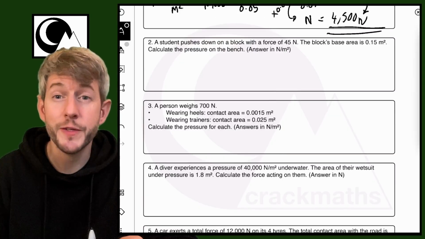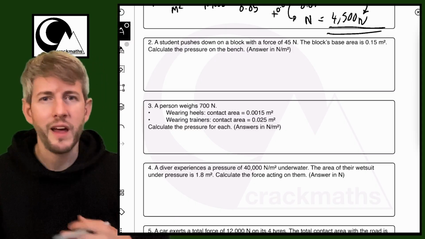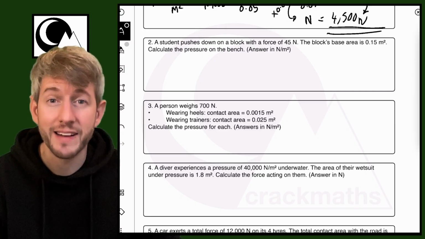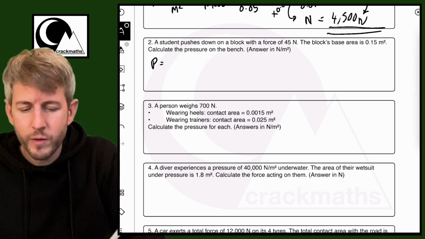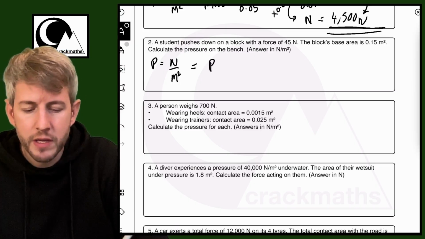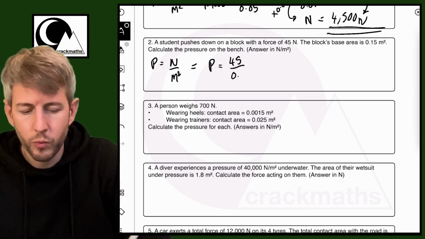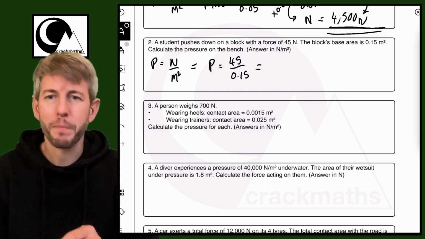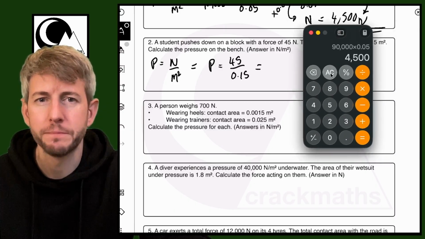Question 2 says, a student pushes down on a block with a force of 45 newtons. The block's base area is 0.15 meters squared. Calculate the pressure on the bench, answer in newtons per meter squared. We want the pressure, which is equal to the newtons over the meters squared. So P equals 45 divided by 0.15. Newtons per meter squared, that's fine. Let's get out the calculator for that.